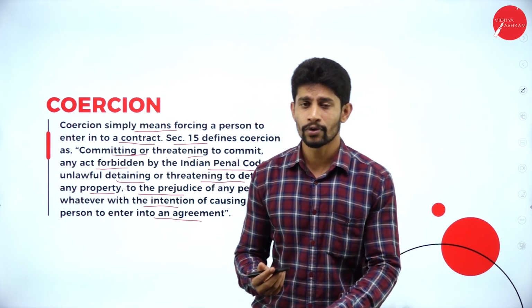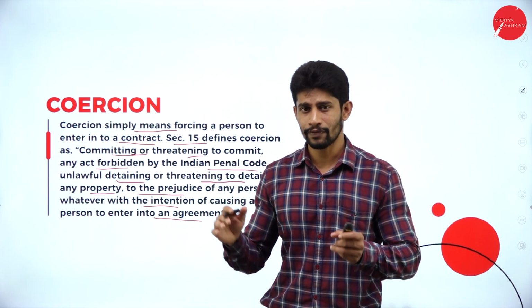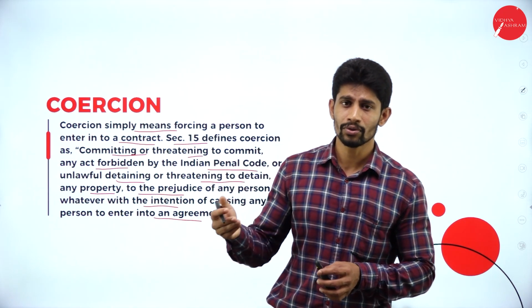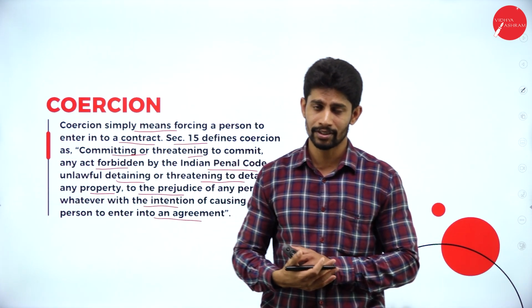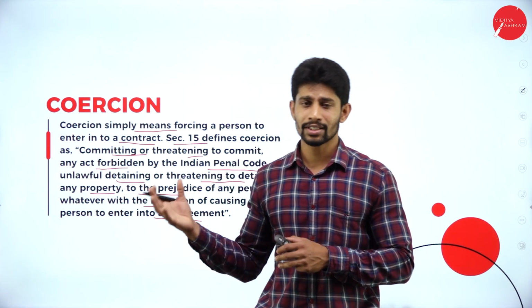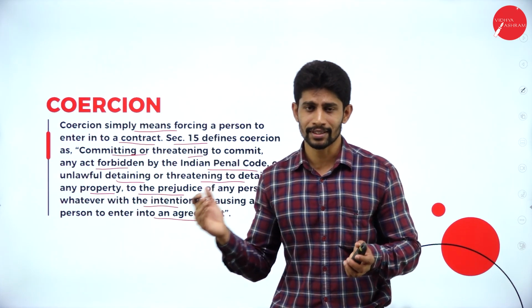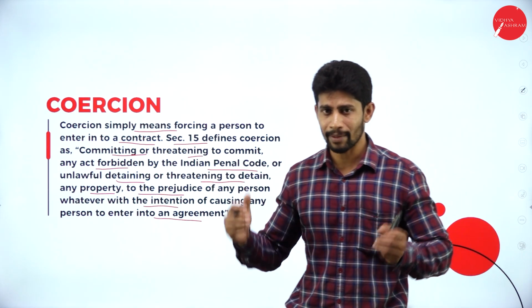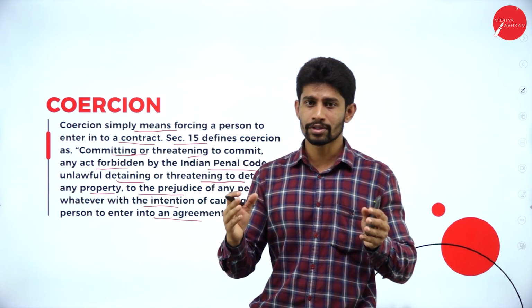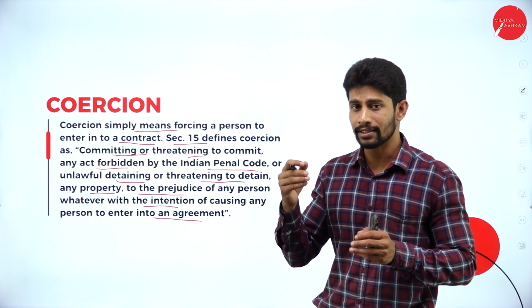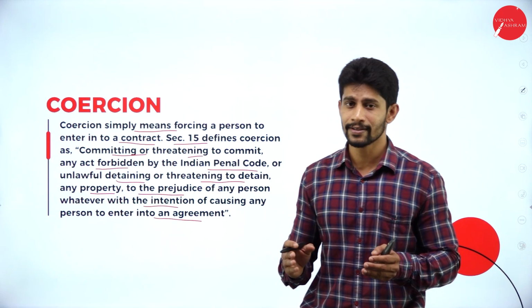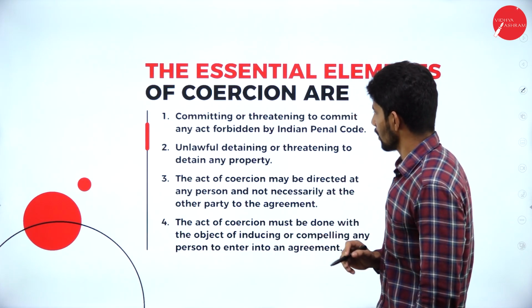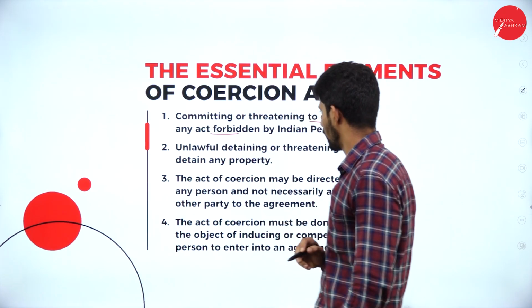Yes, what do we do in coercion? Forcefully we ask someone to get into our contract. Even though he is not interested, by influencing him negatively, by threatening him, we make him get into an agreement, even though it is against the law. By unlawful means we threaten him and ask him to get into the contract. That is called coercion. If any contract is happening just because of coercion, then it is not a valid contract, and those kinds of contracts or agreements will not be considered valid. The essential elements of coercion are committing or threatening to commit any act forbidden by the Indian Penal Code.